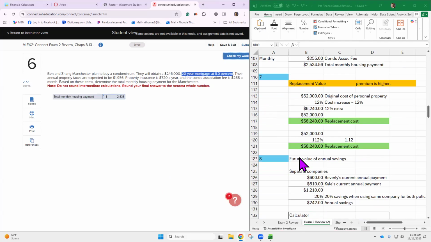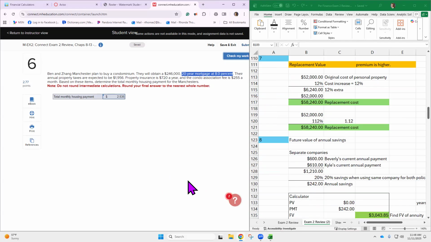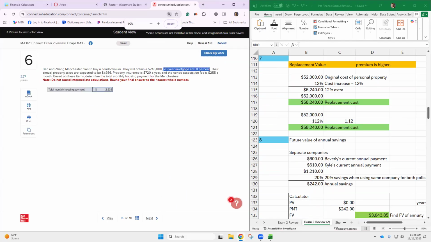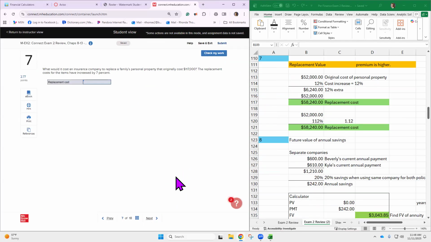Onward we go. Now we're ready to start talking some insurance. Remember, insurance is something that you'll pay for that you hope you'll never have to use, right? But boy, when you need it, you're glad you have it. All right, so this one says, what would it cost to replace a family's personal property that originally cost $117,000 if the replacement cost for the items has increased by 7%?